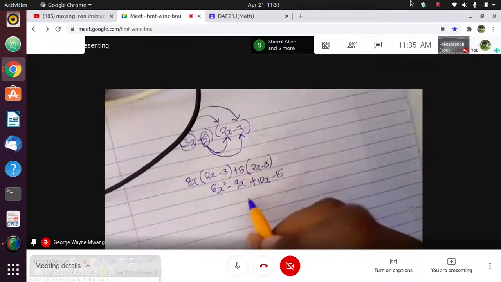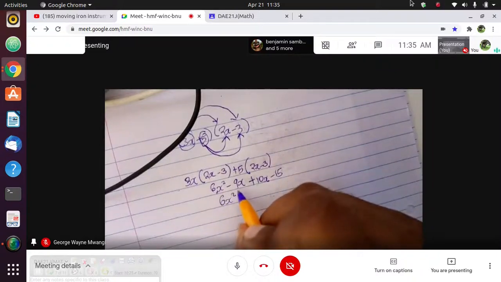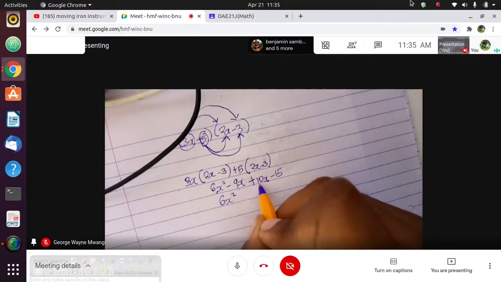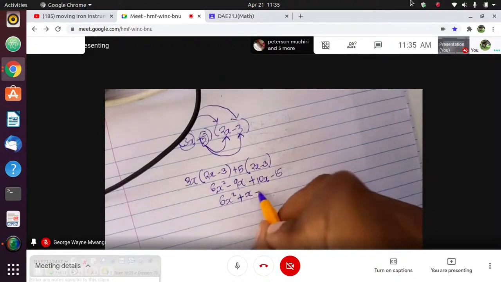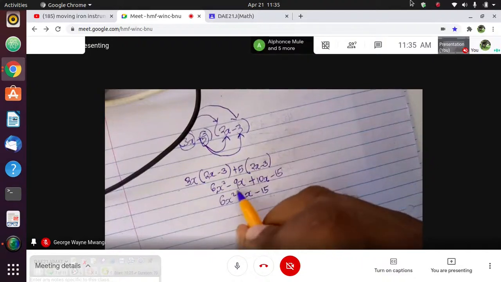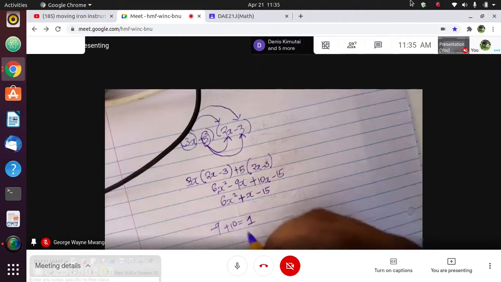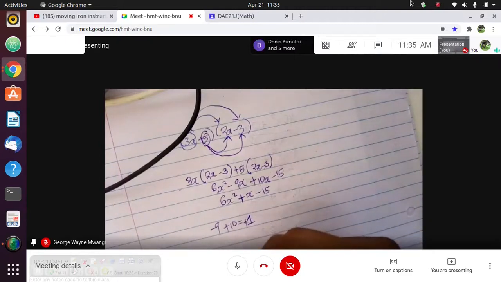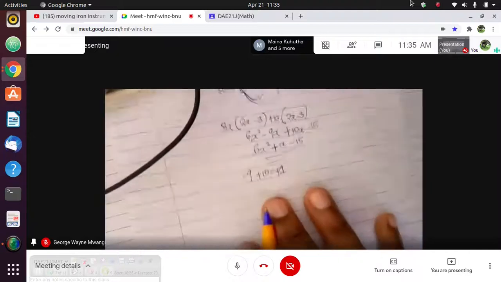So the simplified expression becomes 6x squared minus 9x plus 10x becomes plus x, plus x minus 15. Minus 9 plus 10 is equal to plus 1. So this is a simplified expression. Now, let us open this bracket.